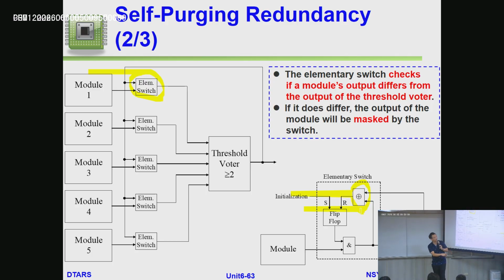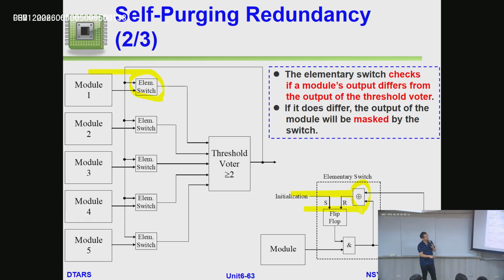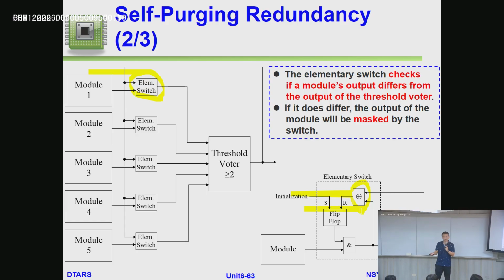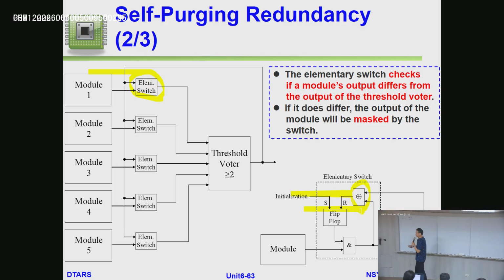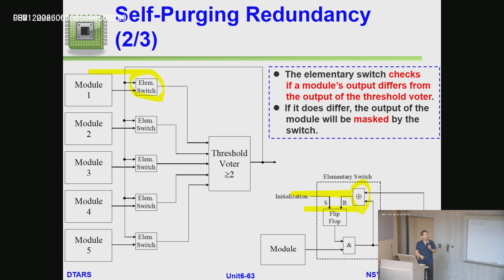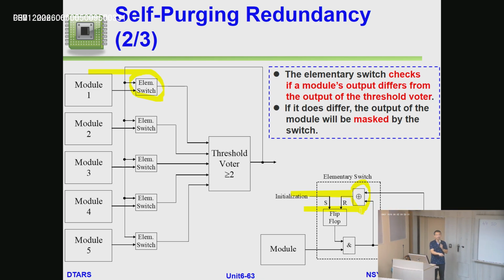Okay, so this is this one. You can see that this architecture should be very easy. It is published and used in many applications. It is called self-purging redundancy. So when you review this part, try to understand why we have this architecture and what is the responsibility of this elementary switch and this threshold voter.